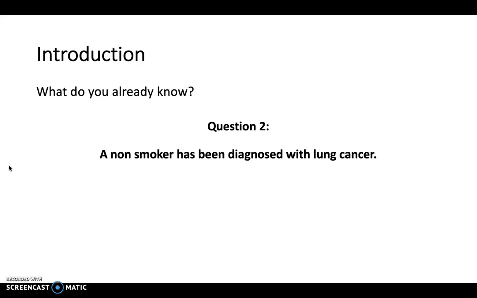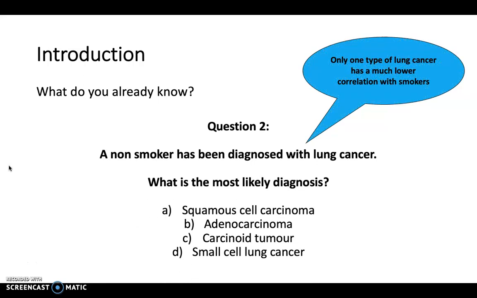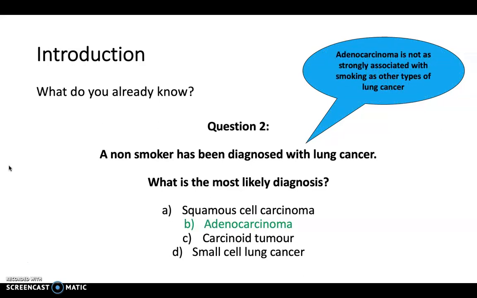Question 2. A non-smoker has been diagnosed with lung cancer. What is the most likely type of lung cancer he's been diagnosed with? So only one type of lung cancer has a lower correlation with smoking than the others, and that is adenocarcinoma.